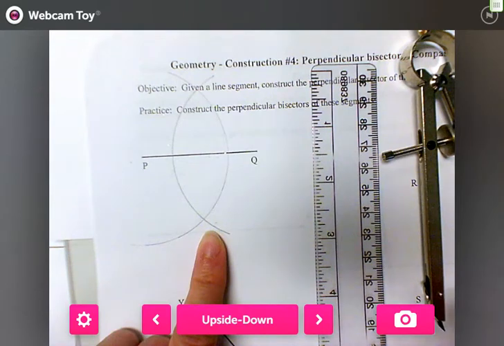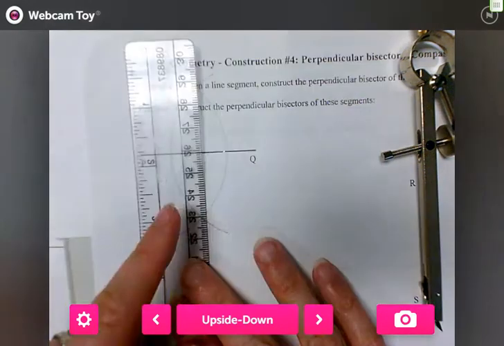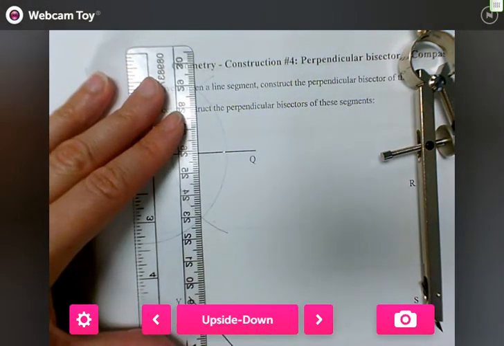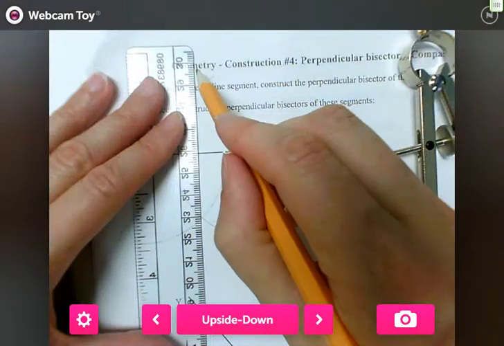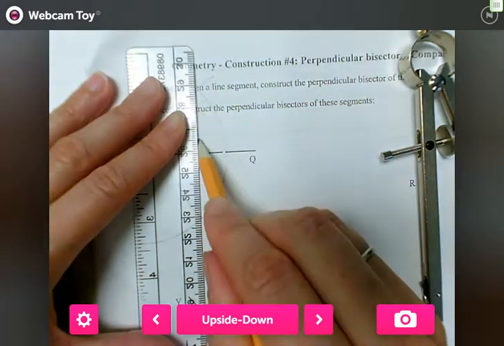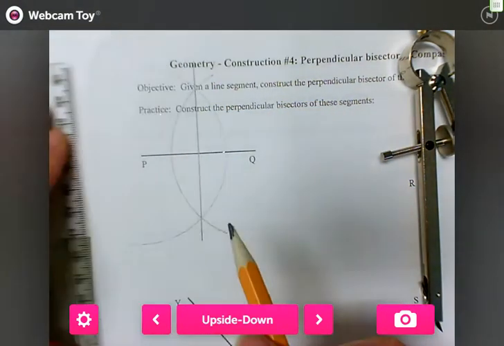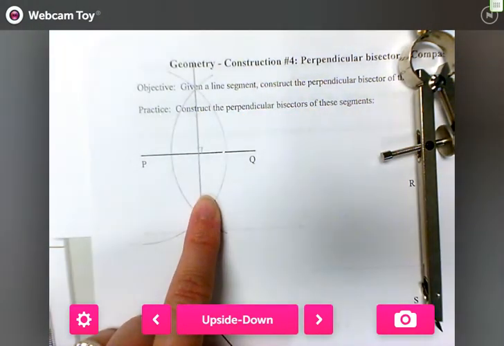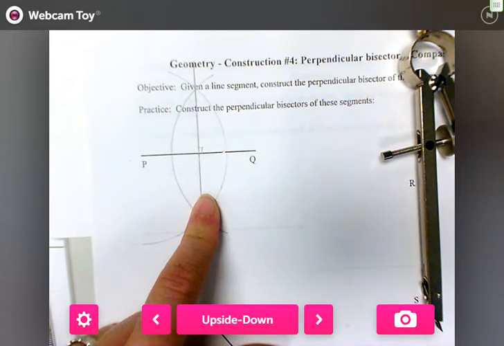And now I am going to draw a line connecting those two intersections, the intersection of both the arcs. And I have created a perpendicular bisector, meaning I have bisected it, cut it in half at 90 degrees.